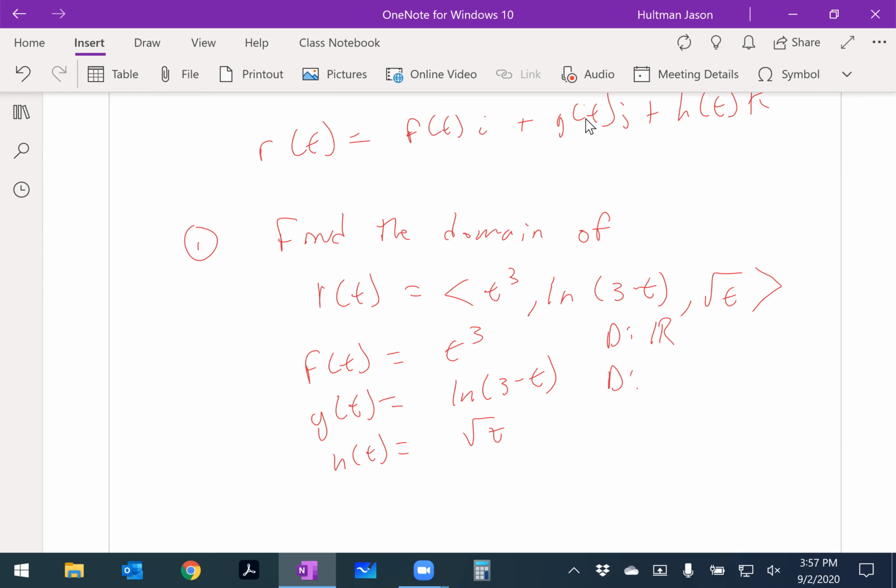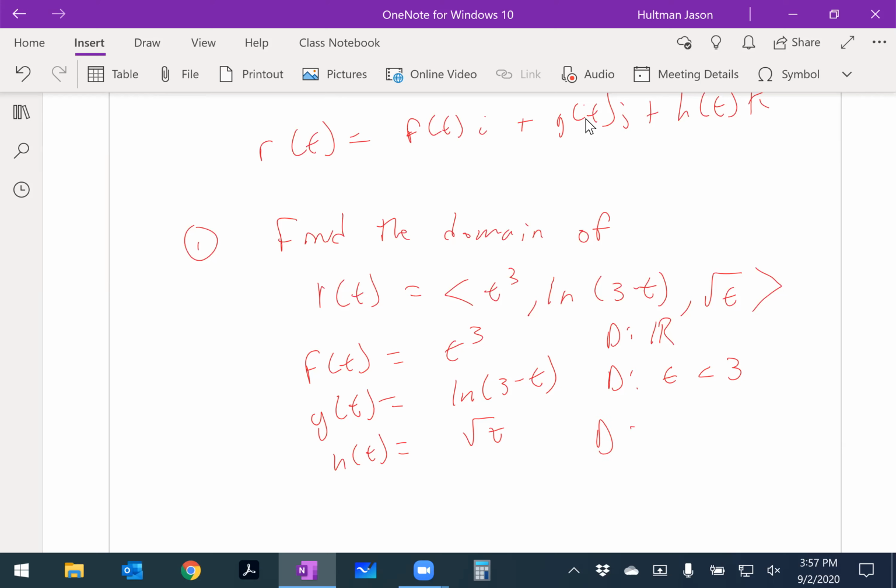What about the domain on this one, the natural log of 3 minus t? Anybody know what that is? What can natural log not be? Well, it can't be 0 and it can't be negative, right? So this is t less than, right? Less than what? Less than 3? Is that right? Does that make sense? If t is less than 3, then this thing becomes a positive value.